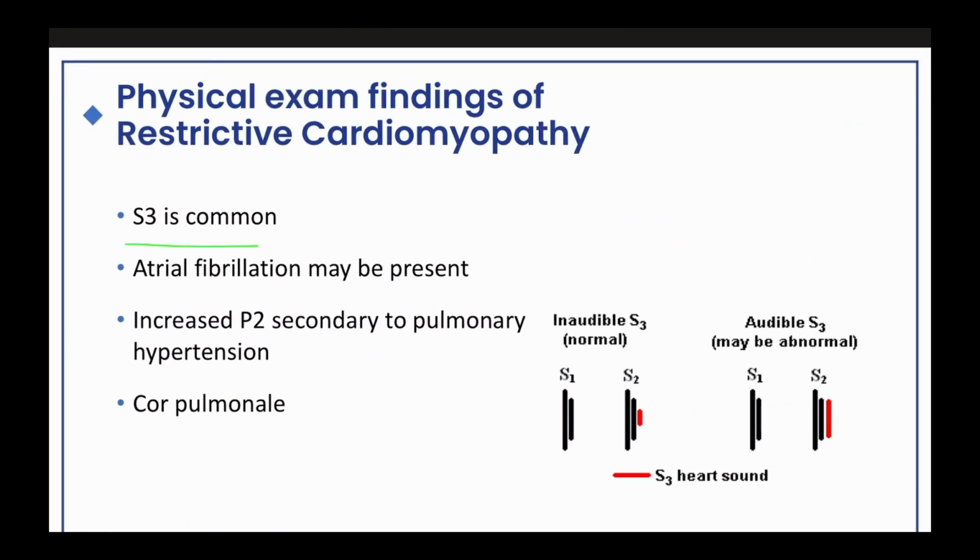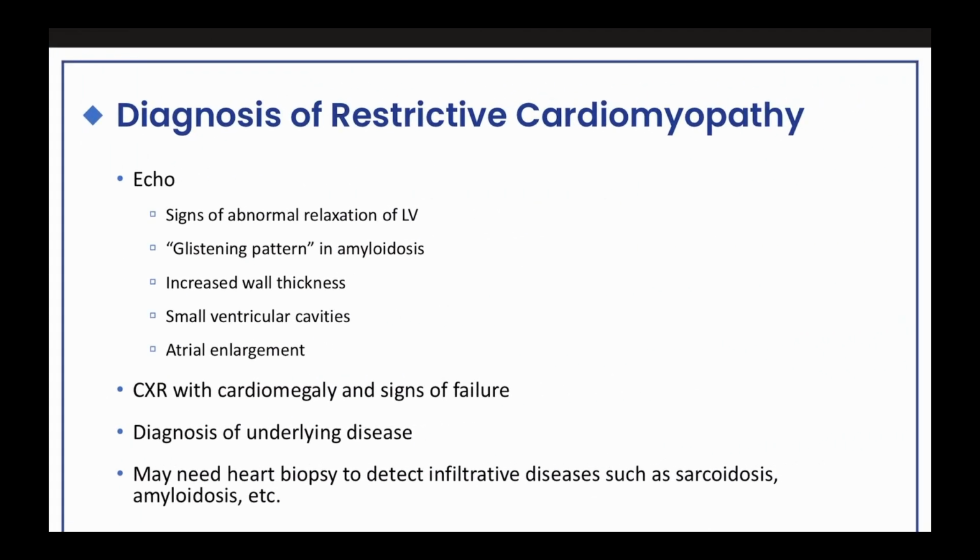So S3 is common. AFib may be present. Increased P2, secondary to pulmonary hypertension, and they may have cor pulmonale as well. For diagnosis of restrictive cardiomyopathy, you have to get an echo. They're going to have abnormal relaxation. Again, that will be listed in the echo report. It will be there from the cardiologist telling you exactly what's going on with the heart. They may even tell you the diagnosis if they see enough of it in the echo with the history.